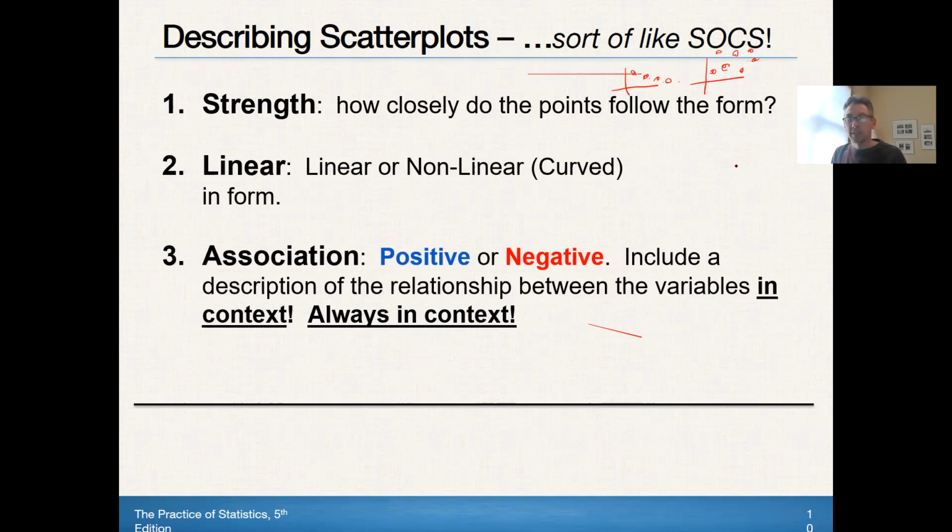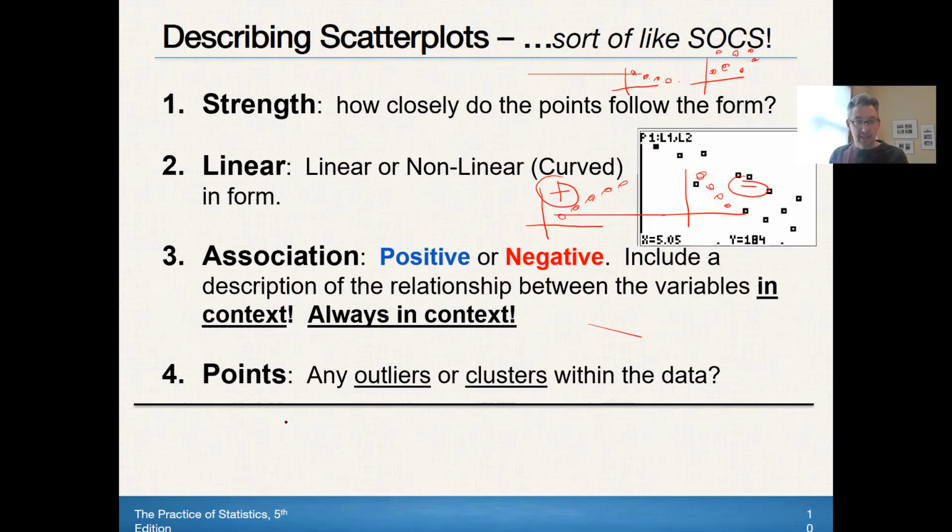The third item, association. Association we're going to describe as either positive or negative. What we'll be looking for with association, I'll draw you a quick example of one. If it's positive, the scatter plot is moving upwards to the right. If it's negative, sorry those lines keep drawing, the scatter plot is moving downwards to the right. And when we talk about association, we always want to include the context of the problem. You'll see how we do that as we go on, but positive means upwards to the right, negative means downwards to the right.